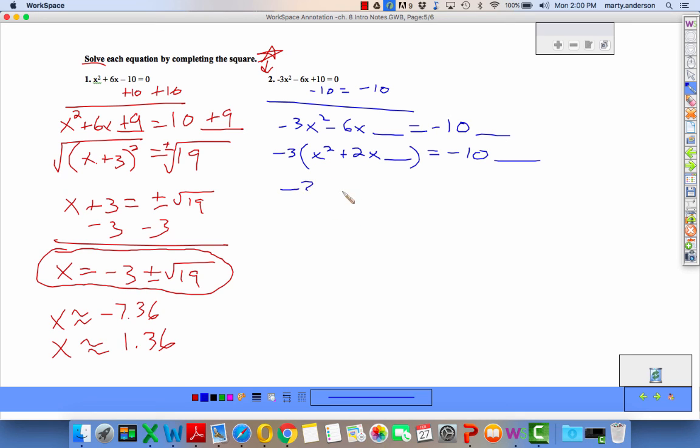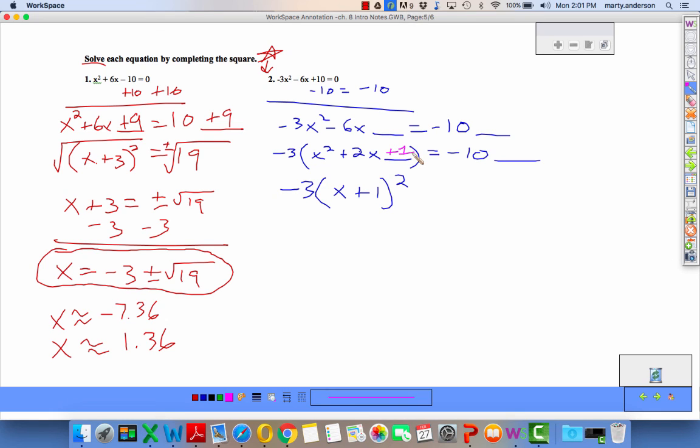So I have a negative 3 coming along for the ride. I get an x. I cut that in half. I go plus 1. And I have a squared. So I cut the 2 in half and get plus 1. And then in here becomes x plus 1, I square it, plus 1.